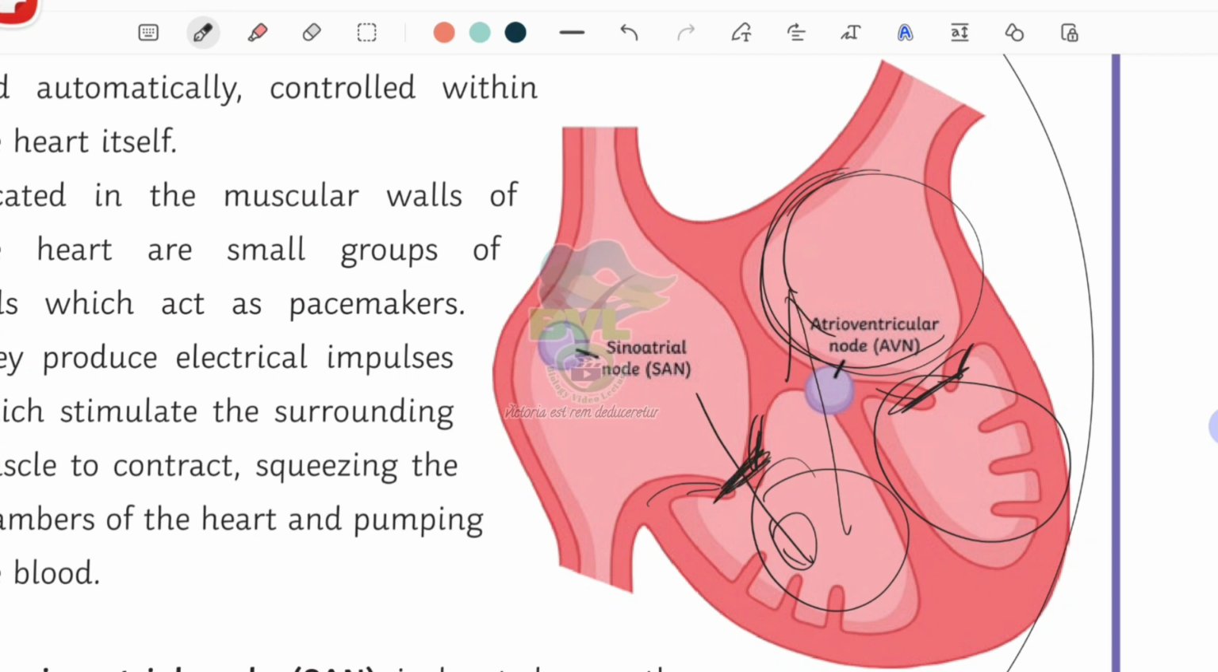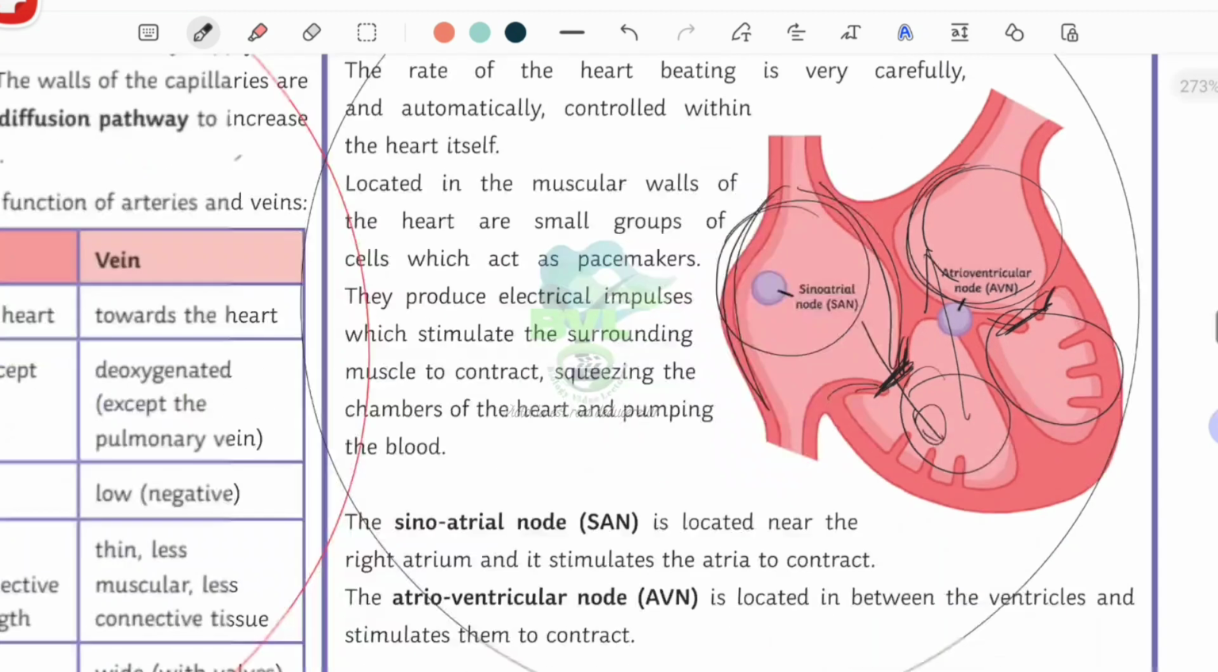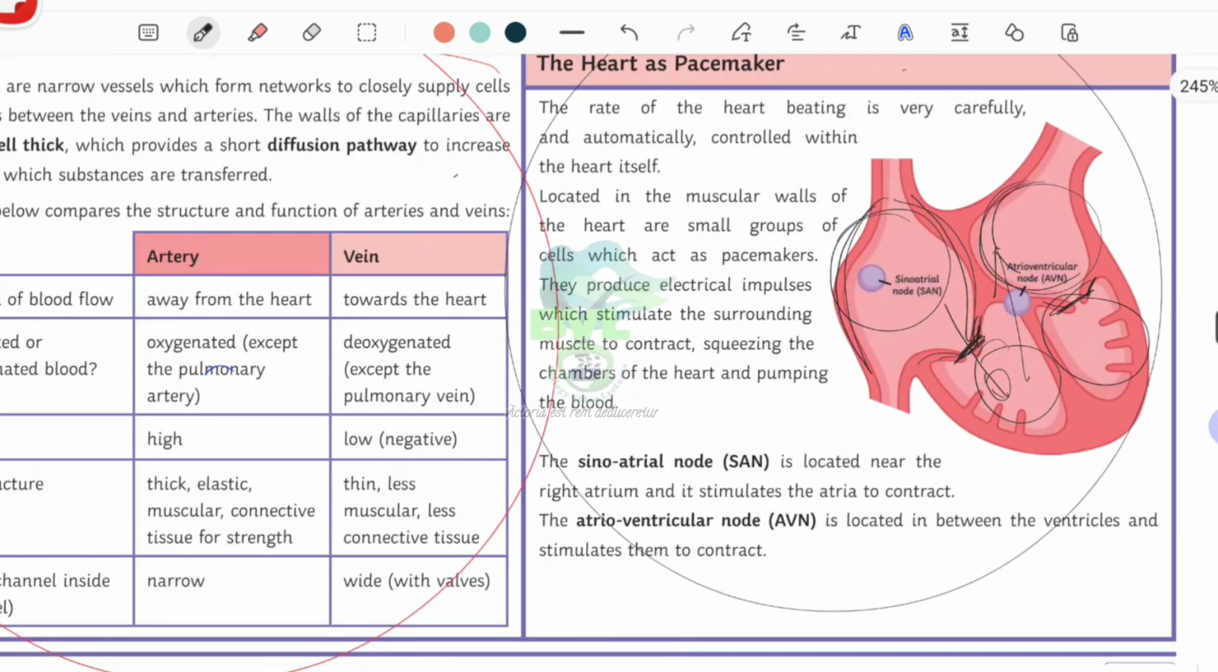Now, before I leave this part, your SA node is found in your right atrium. That's very relevant information you don't want to forget. It's in the right atrium. Okay, hope that made sense so far.